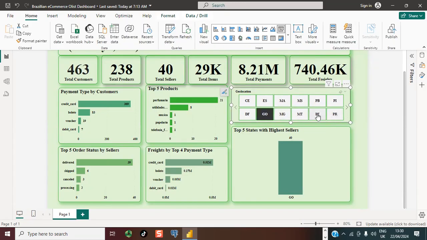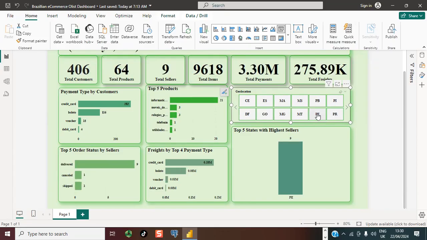Let me click on PE. If I click on PE, you can also see we have more information about this data. For the PE location, 406 customers, 64 products, 9 sellers, 9,618 items, total payment 3.3 million, total freight cost 275. So you can see that as you change your slicer, you are going to have more information about the data set being used.